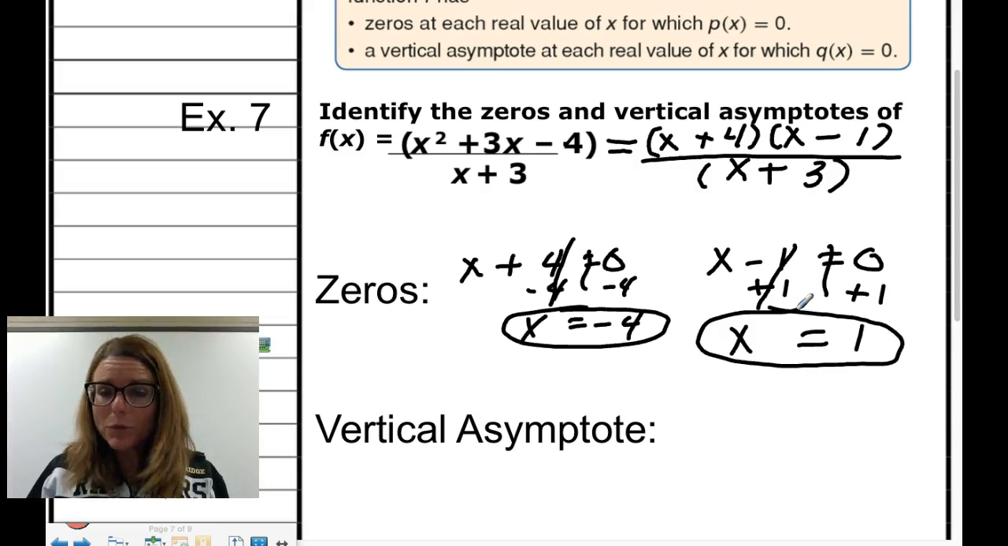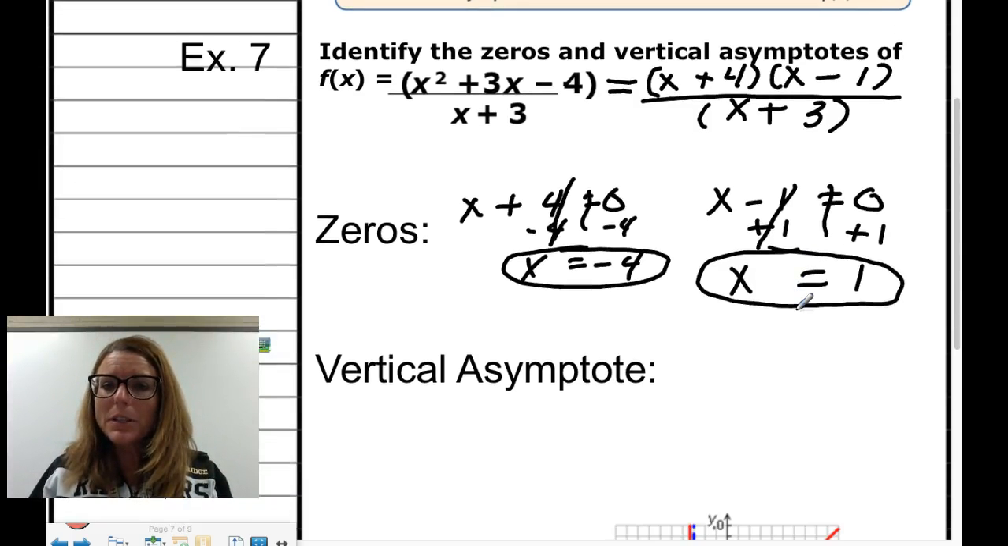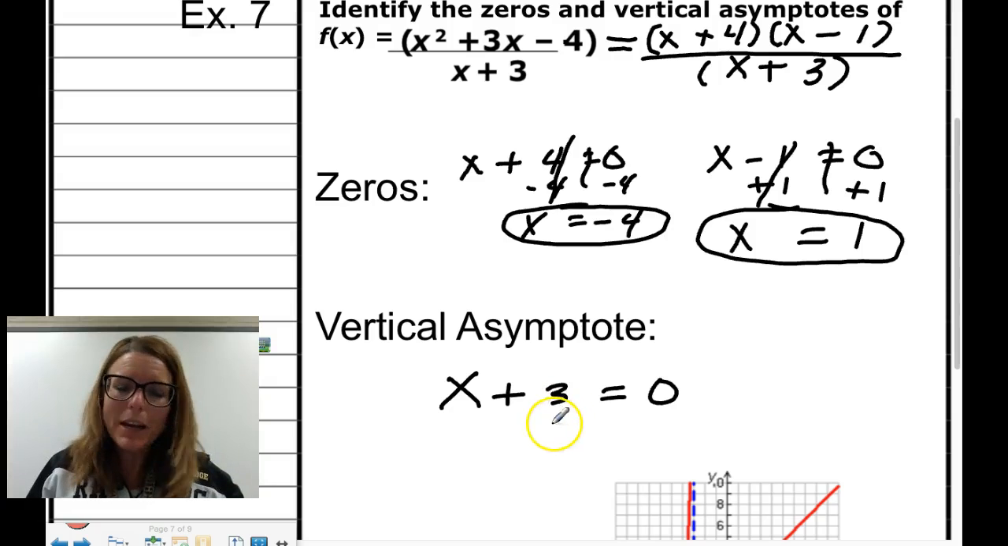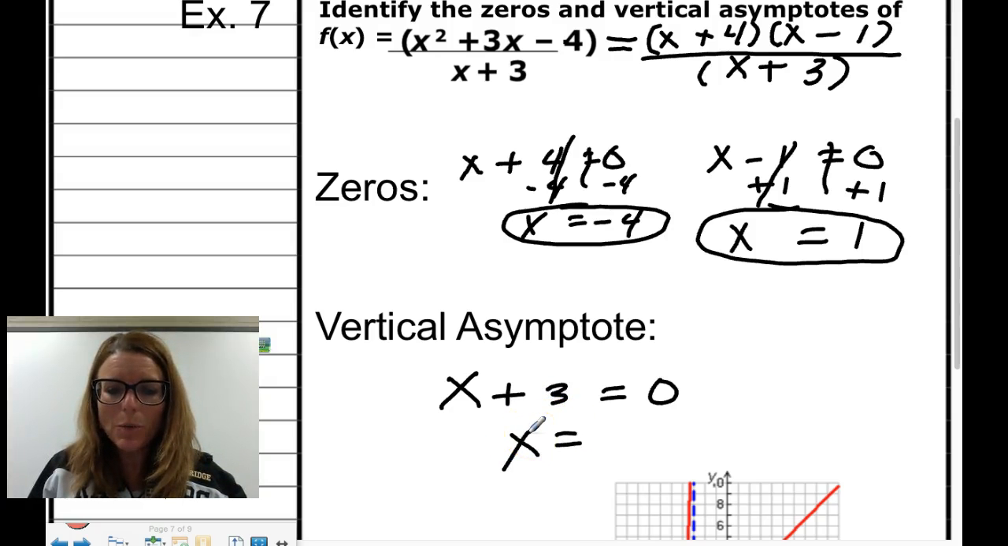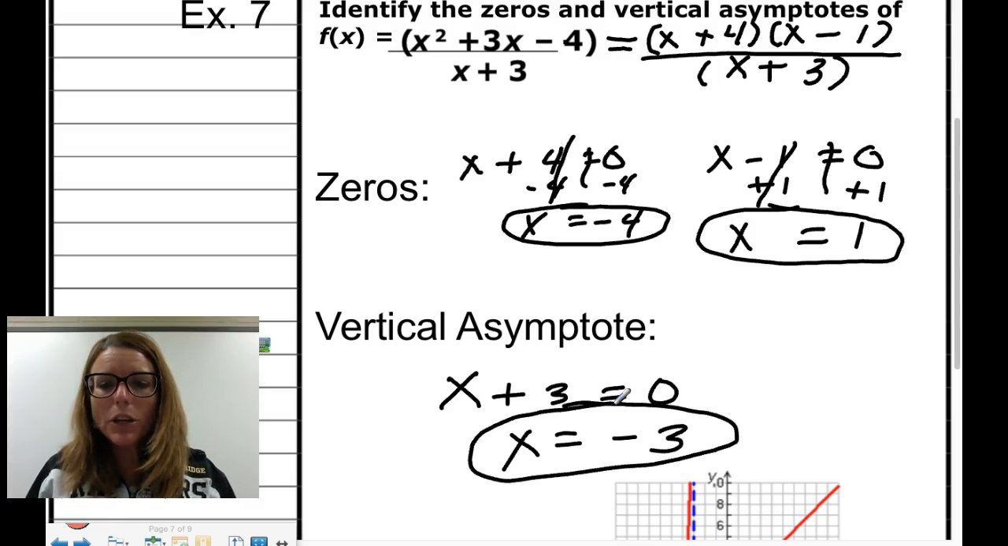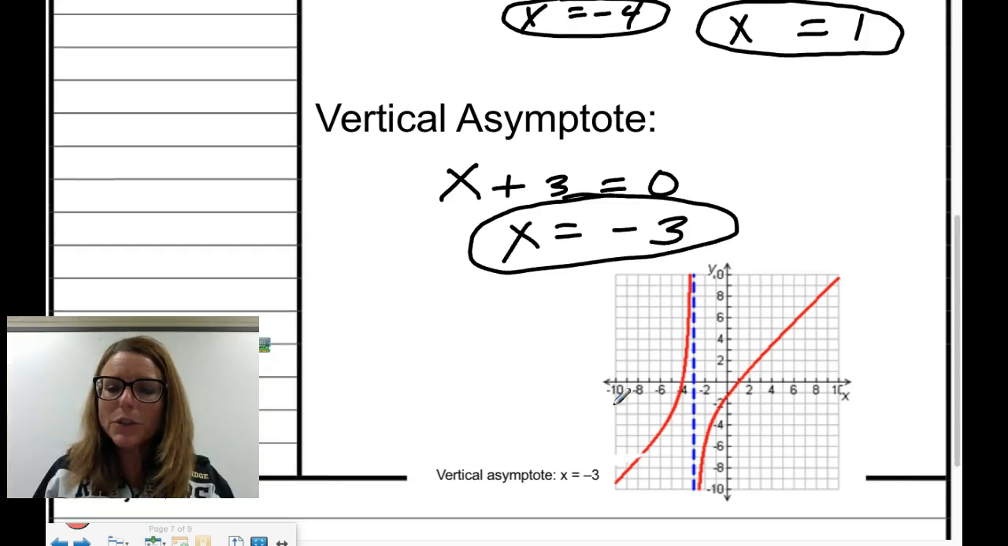The vertical asymptote, we look at the denominator. The denominator is x plus 3. So I'm going to set x plus 3 equal to 0. We subtract 3 on both sides, so x is going to equal -3. That is the vertical asymptote. And if we look at our picture here, there's the graph. The vertical asymptote is the dashed blue line. Remember, that is where the function is undefined, and that's why we look at the denominator.